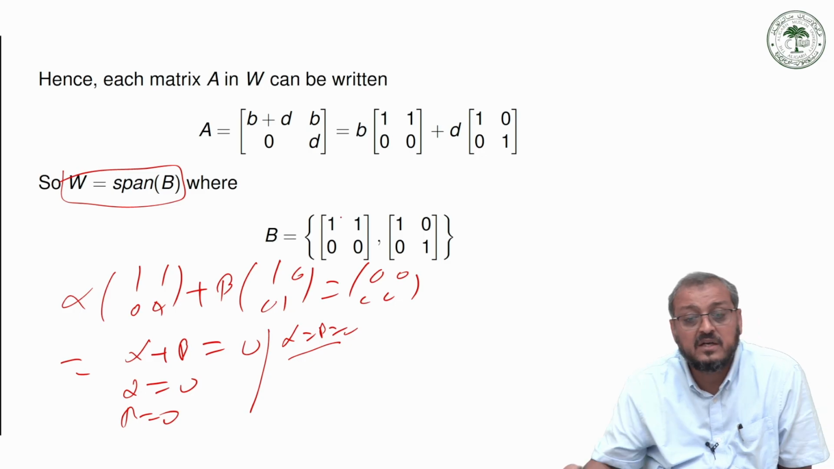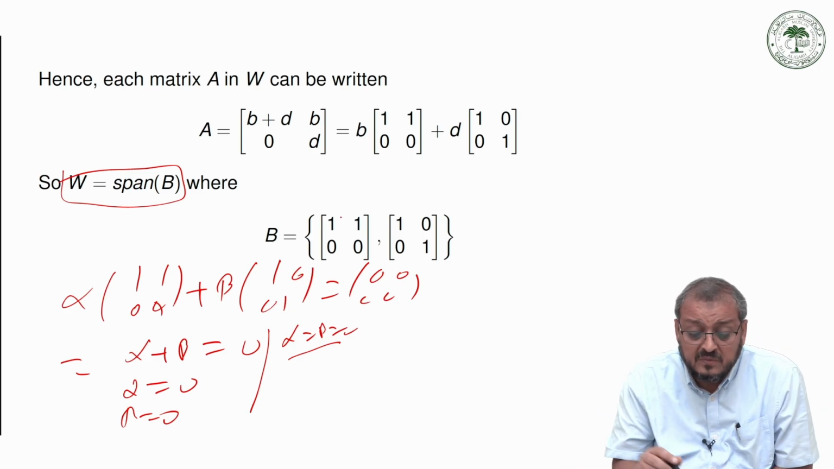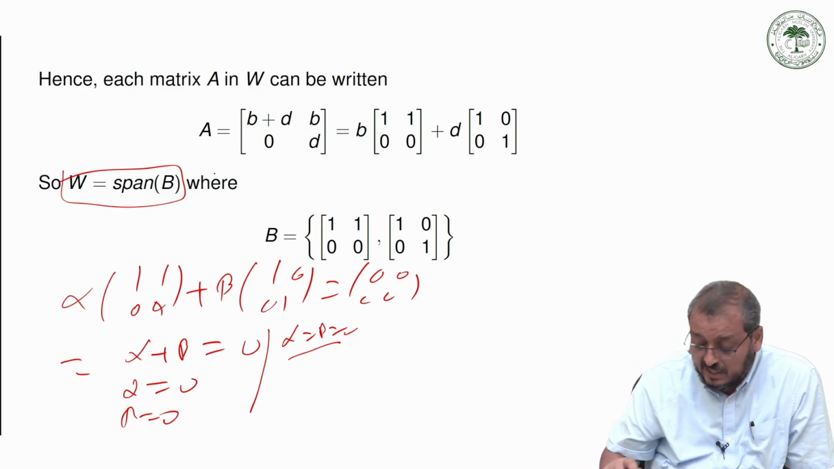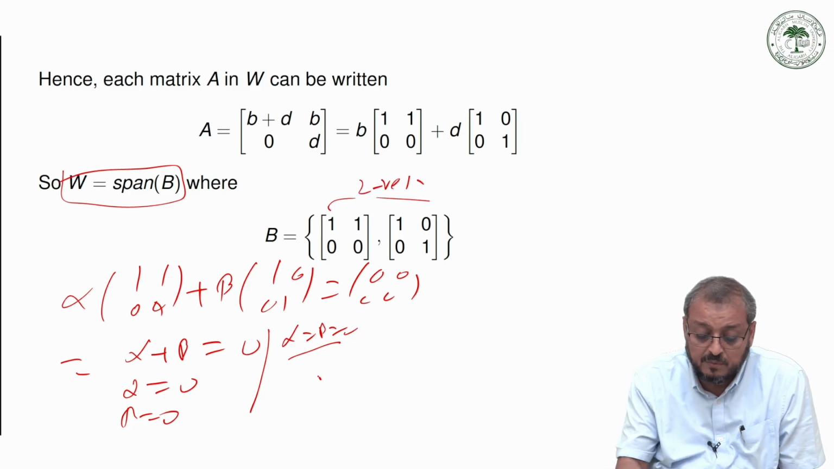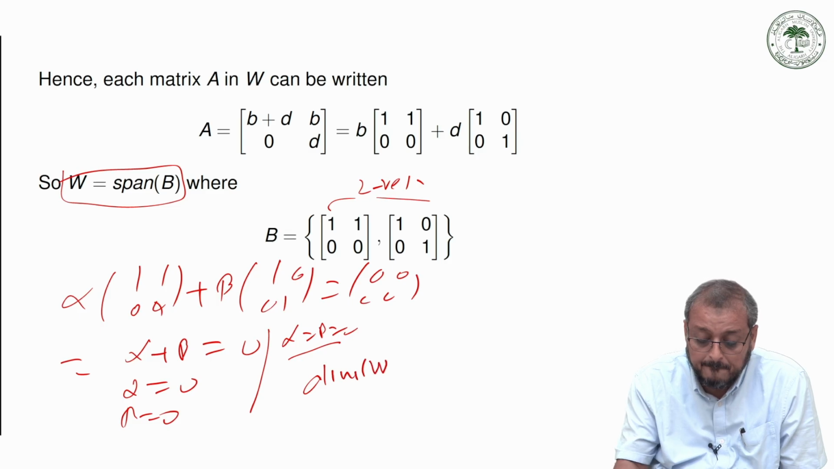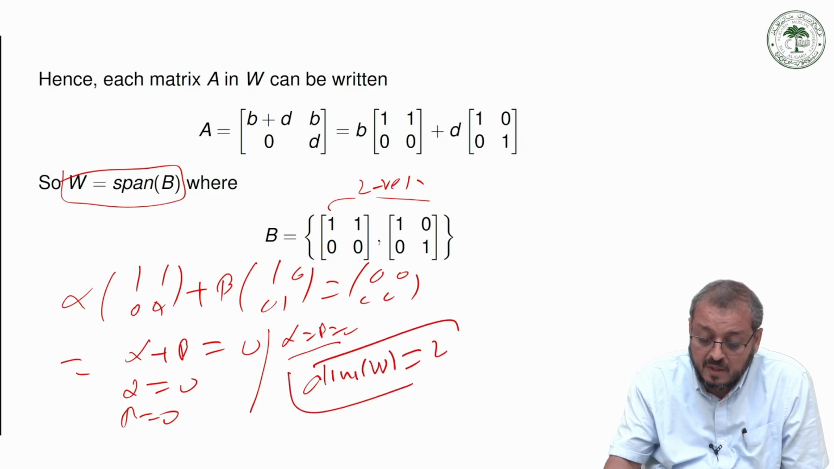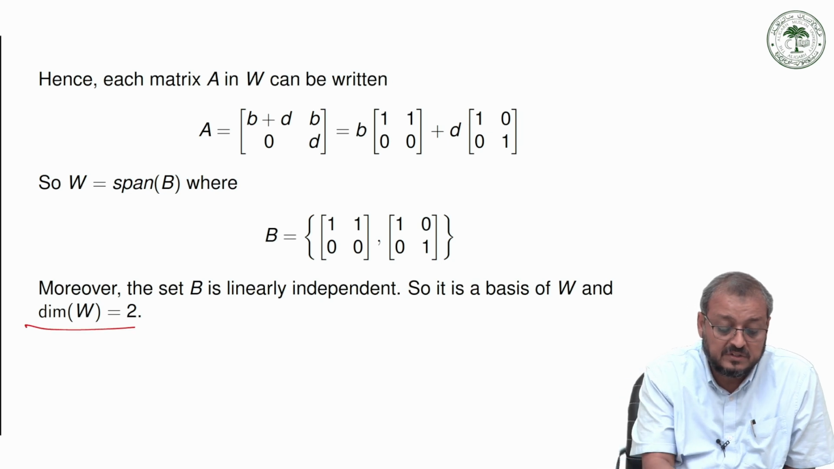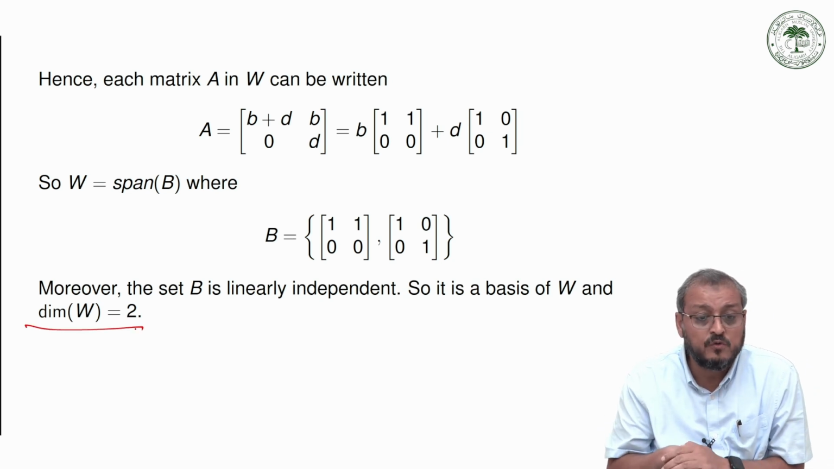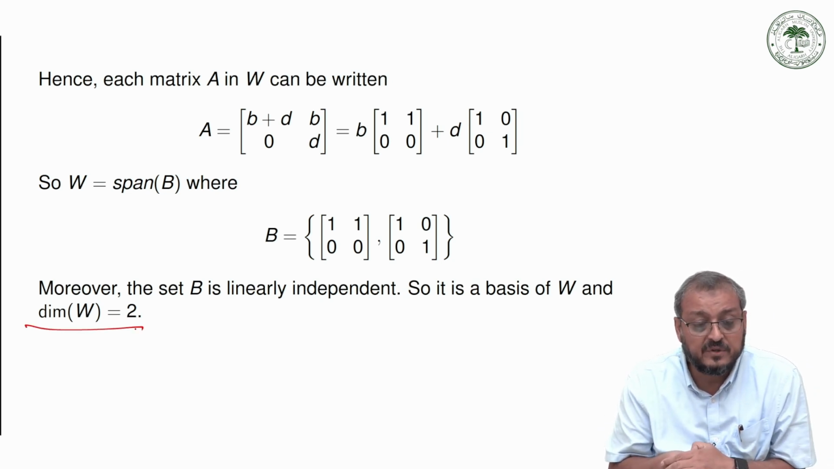So these vectors are linearly independent, and also they span, that means this form is the basis, and in the basis we have two elements, so two vectors are there. So the dimension of this W is equal to 2. So we can say that clearly B is independent, so we have proved that the dimension of W is equal to 2.